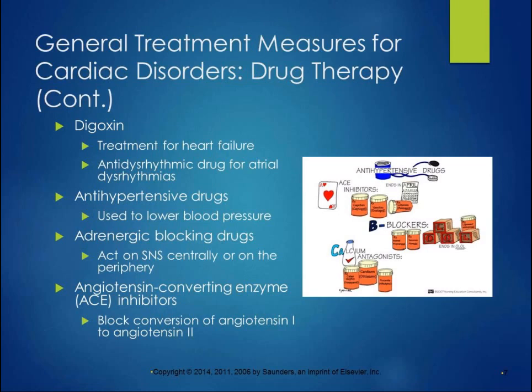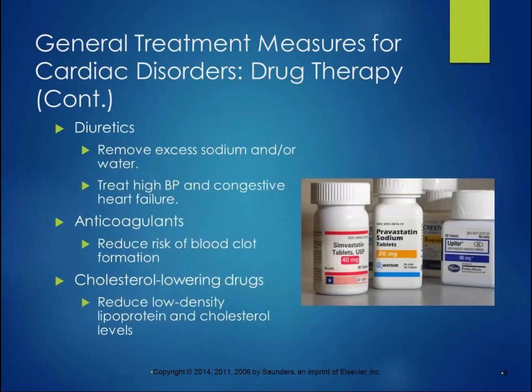Angiotensin converting enzyme inhibitors, or ACE inhibitors, function in the renin angiotensin aldosterone pathway to block conversion of angiotensin 1 to angiotensin 2. So it prevents that particular pathway from raising your blood pressure and from increasing your blood volume.